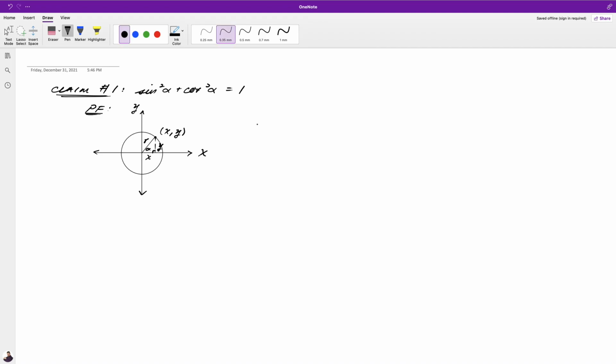So we know that the sine of alpha is y over r, opposite over hypotenuse. Well, that means, of course, that y is equal to r times the sine of alpha. All right, that wasn't so bad. We also know that the cosine of alpha is going to be equal to x over r, which means clearly that x is equal to r times cosine alpha.